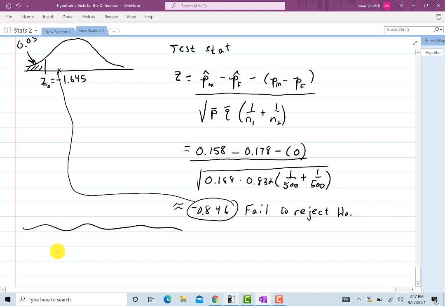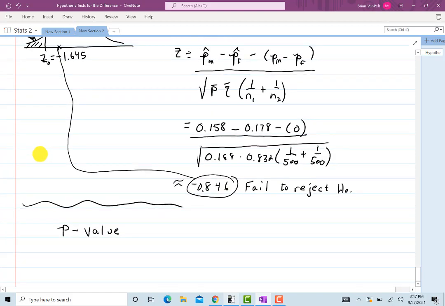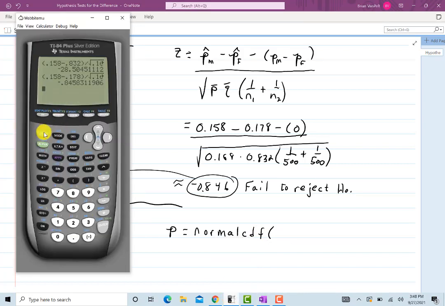For the p-value, this time you're looking for area, so you set p equal to normal CDF, and let's see what arguments are required for normal CDF. Second vars number 2. So I'll need a lower bound and an upper bound. So this is where you can use negative infinity up to negative 0.846. So let's get that in there. Negative 0.846. And then you can enter your way out of this thing.